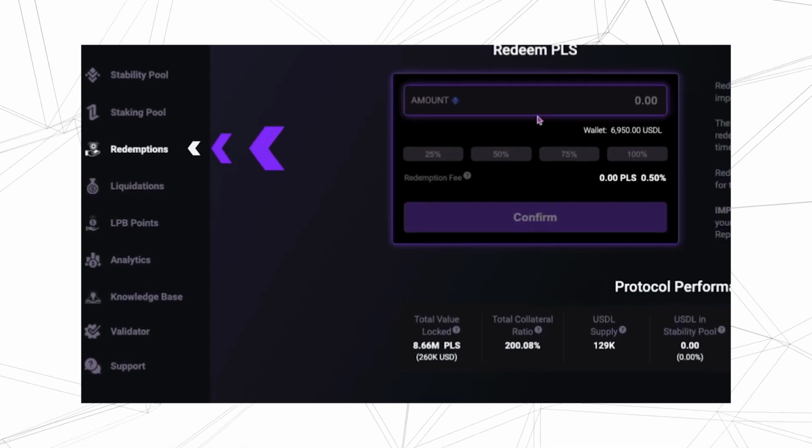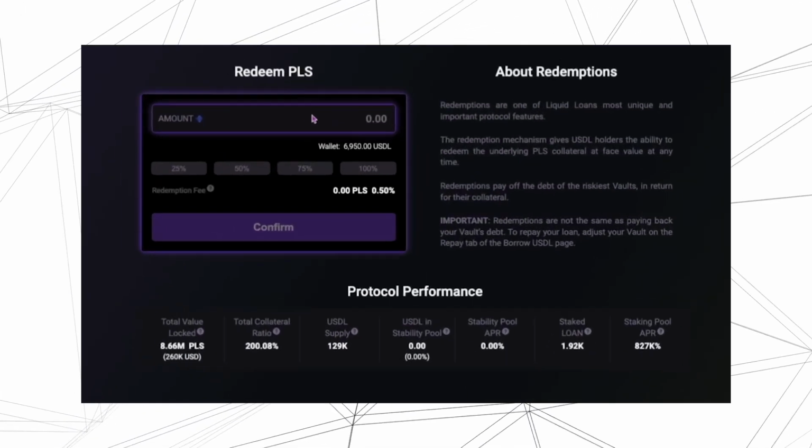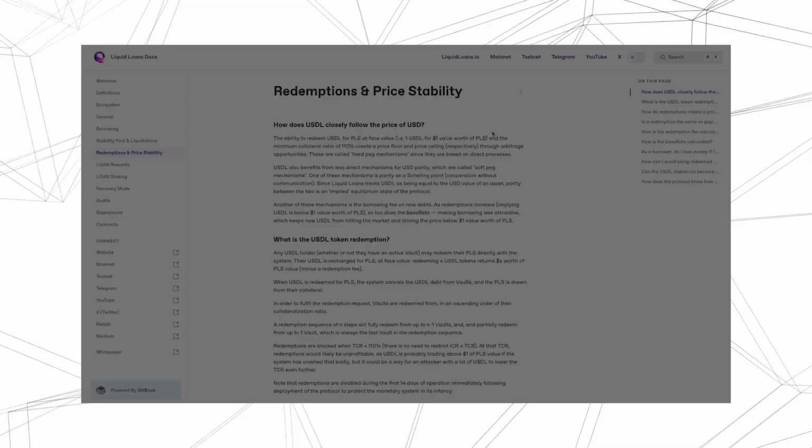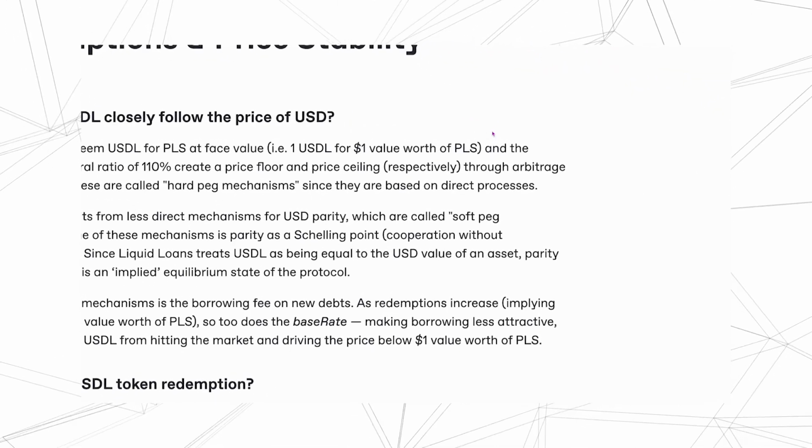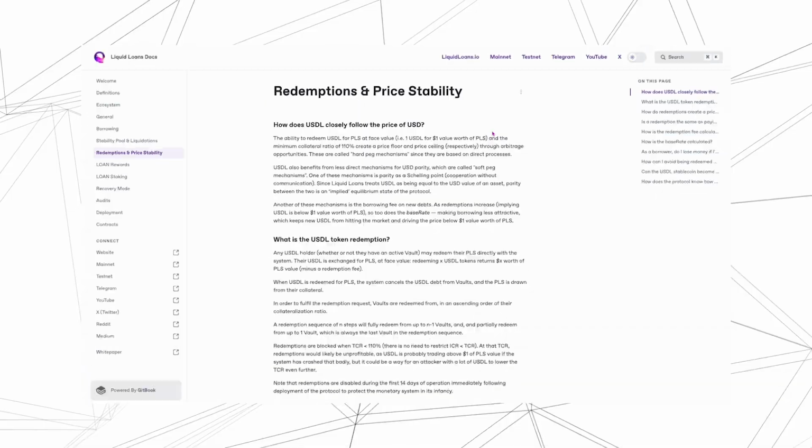People need to understand that a redemption is not the same as a liquidation and certainly not the same as repaying your own debt. Effectively, a redemption is where somebody sees an opportunity in the market. For example, the price of USDL might be a little bit below peg. Because of the way redemptions work, $1 worth of USDL can acquire $1 worth of Pulse. So if you've got something that's a little bit down in the market and you acquire some of that, you can then use that USDL to acquire more Pulse.